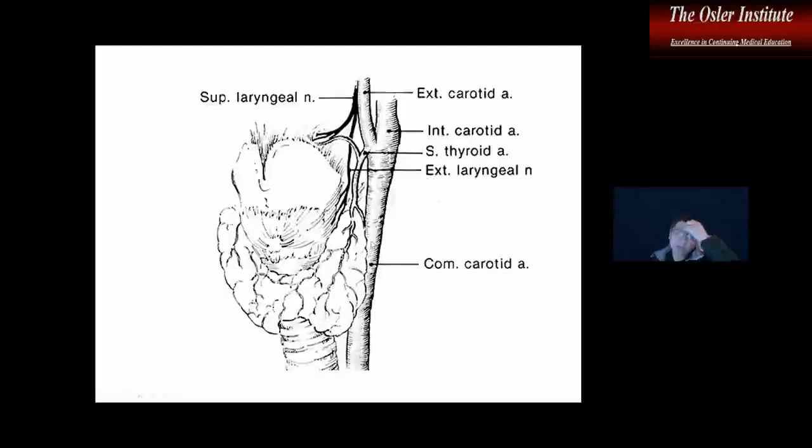This picture is just to show that the external branch of the superior laryngeal nerve travels closely to the superior thyroid artery. So when you do your surgery, I usually put a vessel loop around it. I don't divide this artery because the risk of injuring the nerve is quite high. So this picture just reminds you that this nerve travels closely. You want to preserve that nerve.